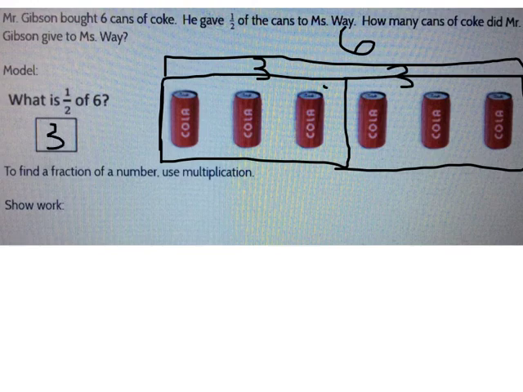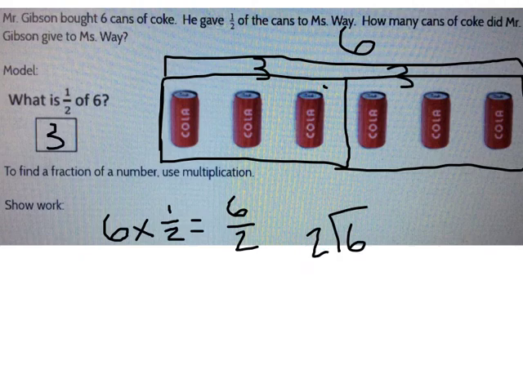Now, I could also use multiplication by multiplying 6 times 1/2 to find 1/2 of 6. When I multiply 6 times 1/2, what improper fraction do I get? I get 6/2. When I change that to a mixed number, I know that 2 goes into 6 3 times with no remainder. So the answer is 3.